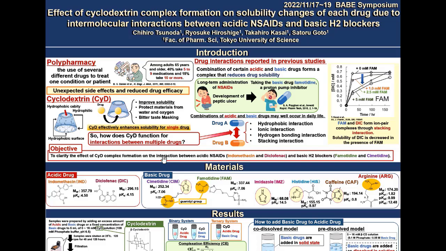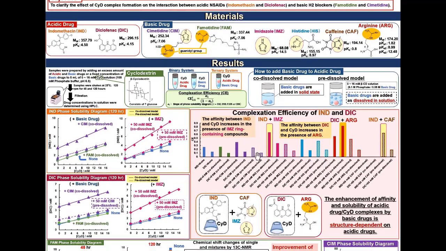So, in this study, we aim to clarify the effect of cyclodextrin complex formation on the interaction between acidic NSAIDs and basic H2 blockers, which are already known to interact with each other. Indomethacin and diclofenac were used as a model of acidic drugs. Cimetidine and famotidine, imidazole, histidine, arginine, and caffeine were used as a model of basic drugs.